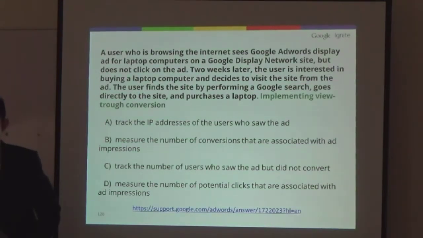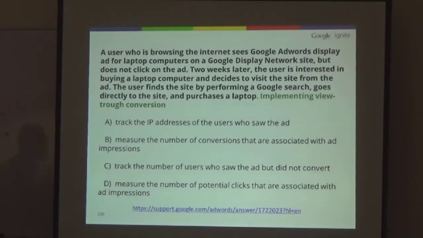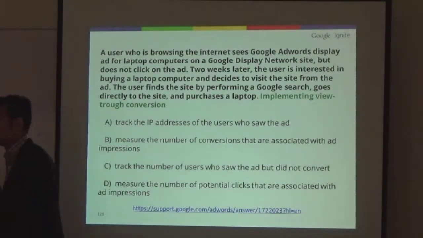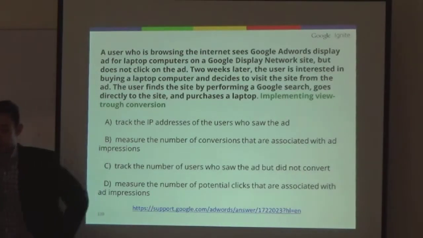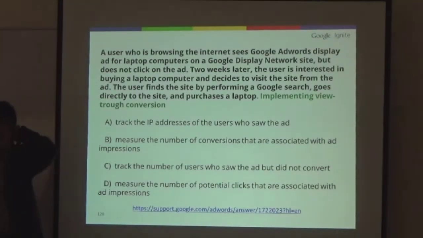Implementing view-through conversion will help in terms of what? A. Track IP address. True or false? Doesn't make any sense, yeah? IP address has nothing to do with measuring purchases here. How about B? Measure the number of conversions that are associated with ad impressions. True or false?